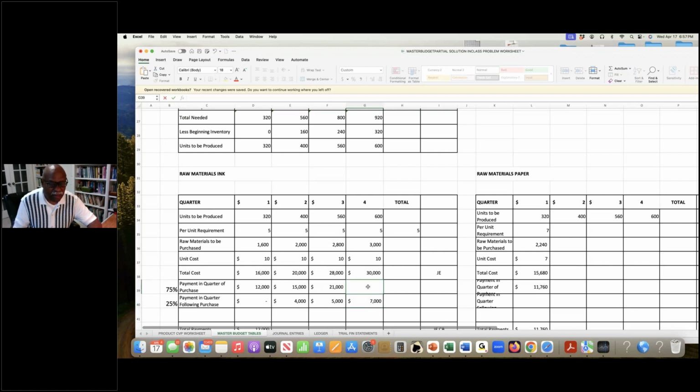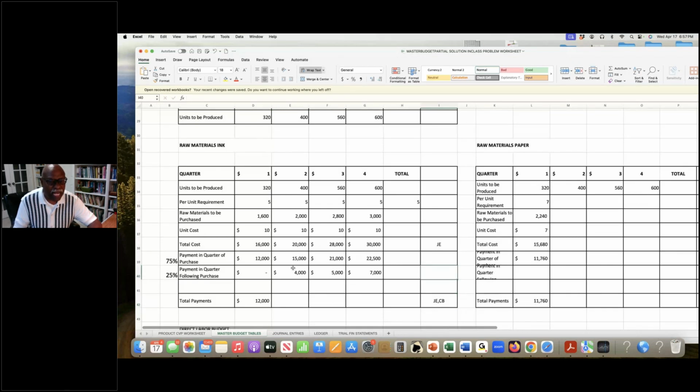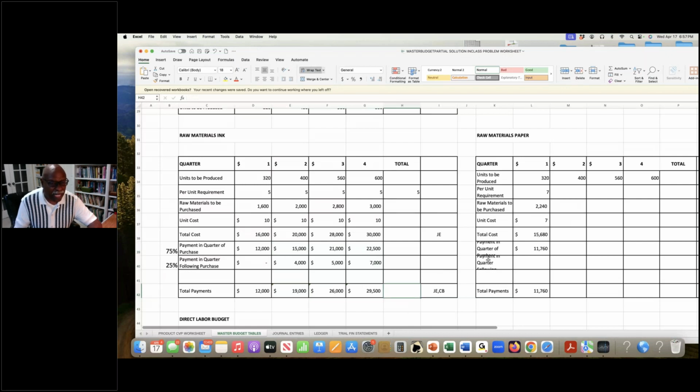And in this case, for the 30,000, what's 75% of 30,000? That's 22,500. The 7,500 that's left, we're going to pay in the first quarter of the second year. Now we simply need to add all of these up. So these are our payments for the ink.